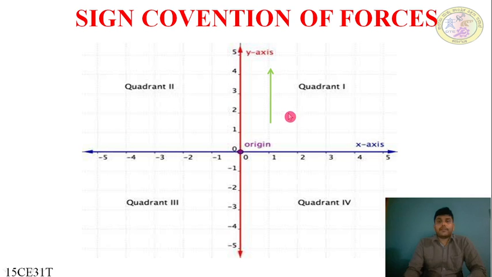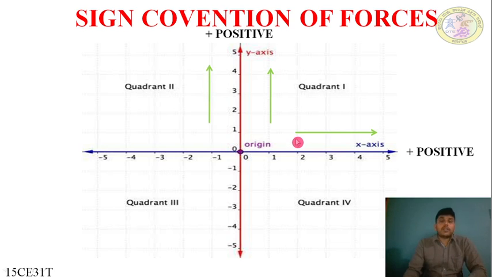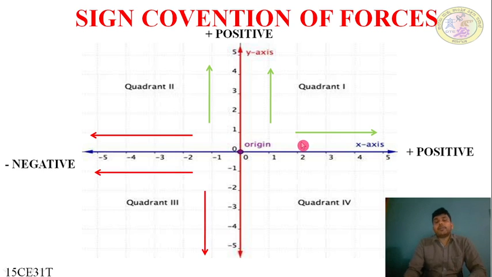In the first quadrant, the vertical component in the upward direction is positive, and the horizontal component in the right side direction is positive. Both are positive. In the second quadrant, the vertical component will be positive and horizontal component will be negative. In the third quadrant, horizontal and vertical components will both be negative. In the fourth quadrant, the vertical component will be negative, in the downward direction, and the horizontal component will be positive, moving in the right side direction.